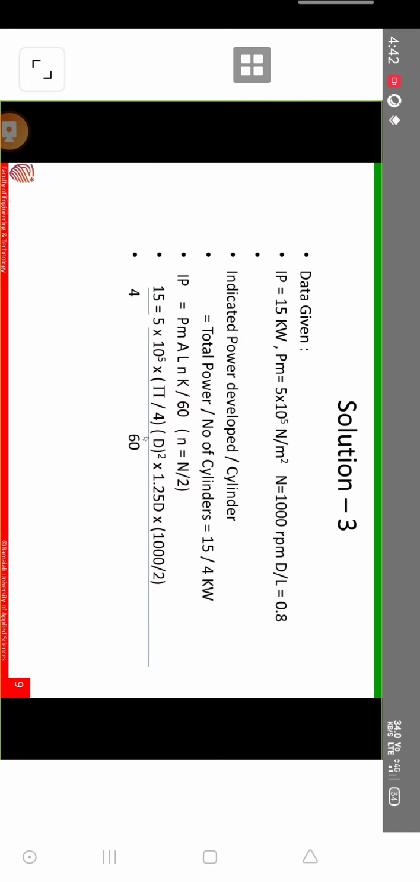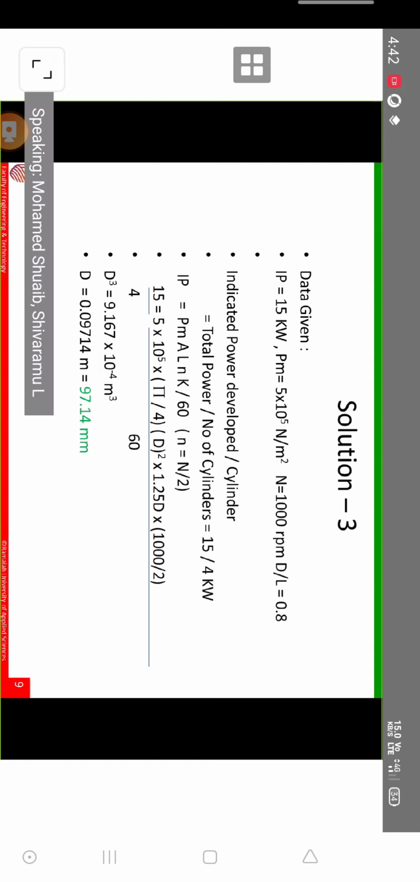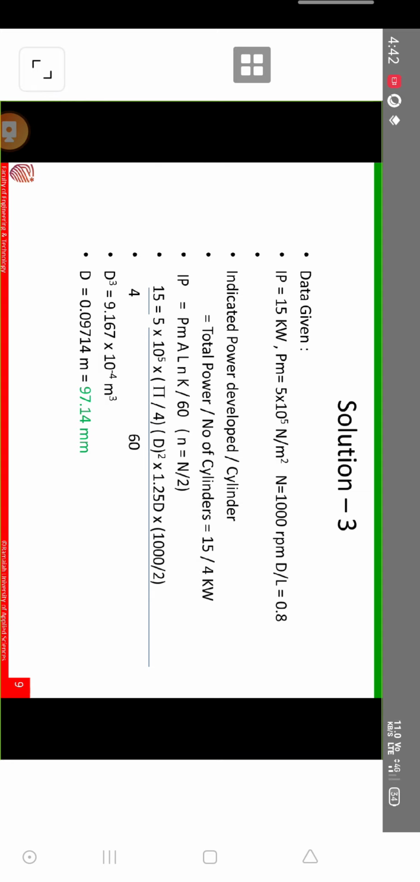If you solve this, you will get D cube equal to whatever the value they have mentioned here, and D you will be getting directly in mm. So the D value you are getting is approximately 97.14 mm. Whenever this class finishes, please try solving these problems. It will be helpful for you, and you will know how to calculate by different methods.